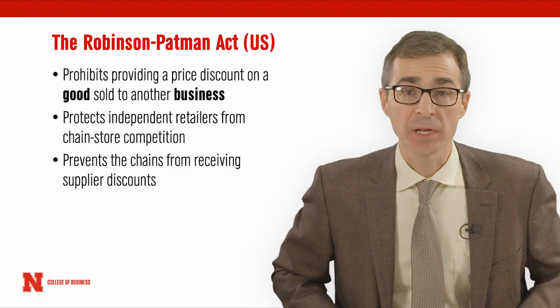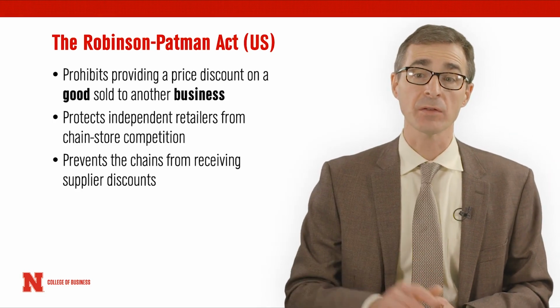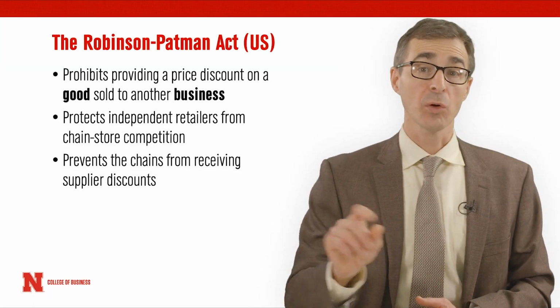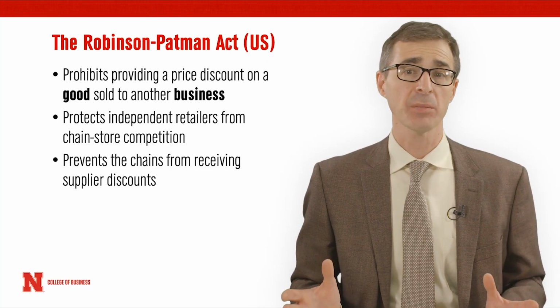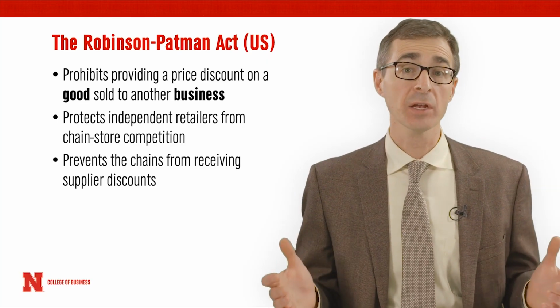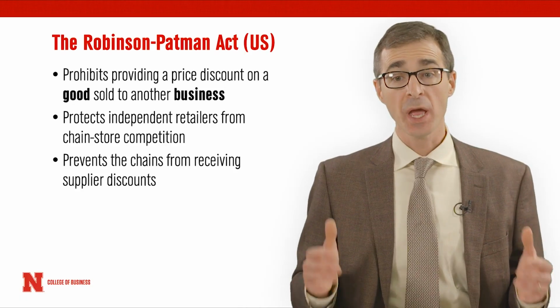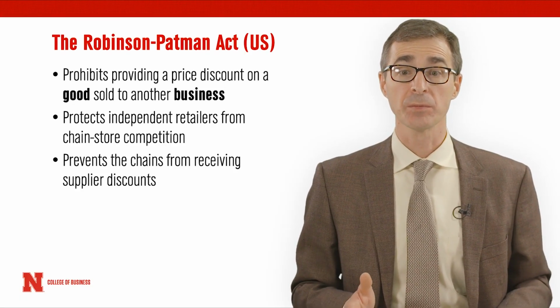Now, a couple of legal issues that are important. The Robinson-Patman Act in the United States prohibits providing price discounts on a good sold business to business to another business. The idea behind the Robinson-Patman Act was that it was designed to protect independent retailers from competition from chain stores and to prevent the chains from receiving supplier discounts.